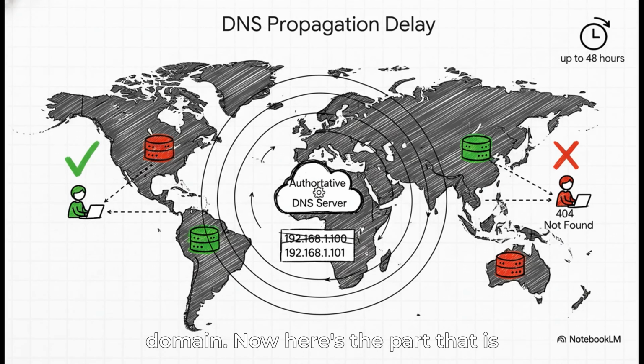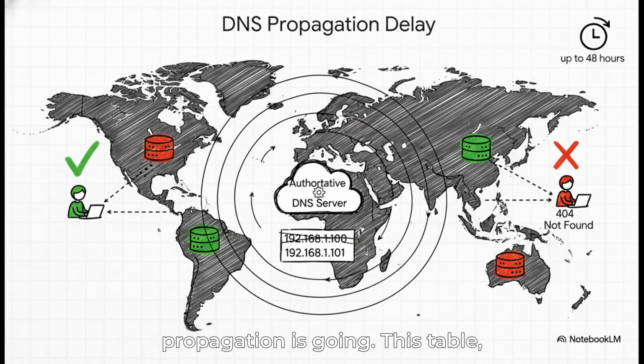Now, here's the part that is absolutely crucial for anyone in support. When you update a DNS record, it doesn't happen everywhere instantly. That change has to spread across the globe, and that's called DNS propagation. This delay is the number one cause of those "it works for my coworker, but not for me" tickets. A little pro tip: when a customer reports this, have them check a site like whatsmydns.net. It can show them in real time how that propagation is going.